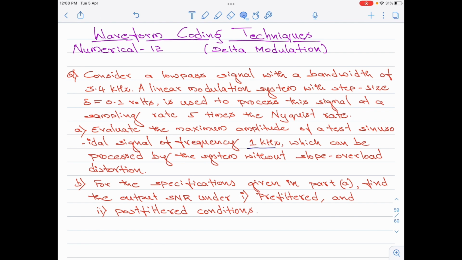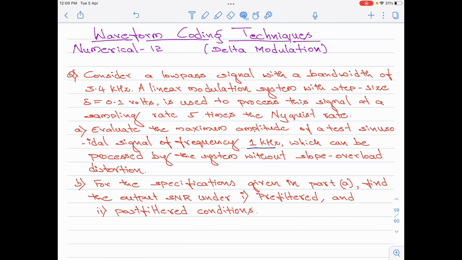Part A of the question says, evaluate the maximum amplitude of a test sinusoidal signal of frequency 1 kHz which can be processed by the system without slope overload distortion. Part B of the question says, for the specifications given in Part A, find the output signal to quantization noise ratio under the first part pre-filtered and second part post-filtered conditions.